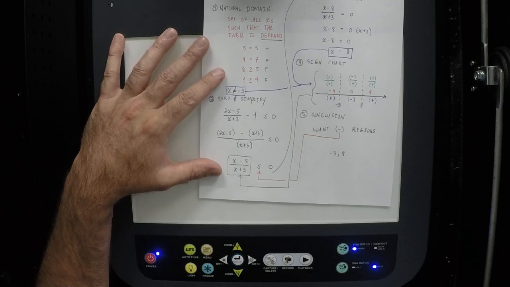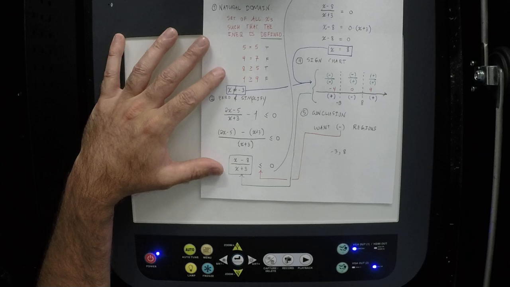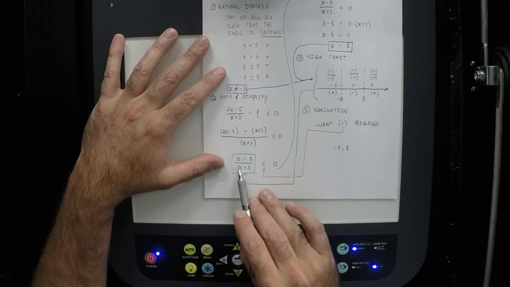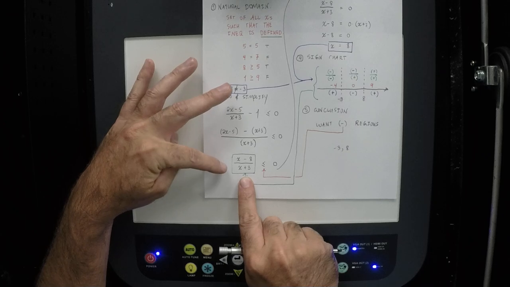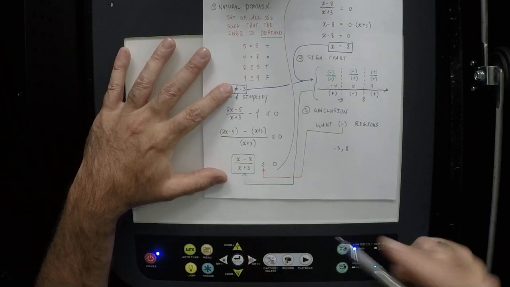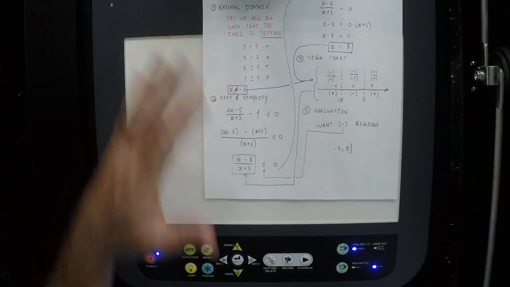So how about positive 8. Are we supposed to include 8? Yes. Why? Right. If you plug 8 into here, then it's 0 over 11, which is 0, which is less than or equal to 0. So we should include 8, because it says less than or equal.